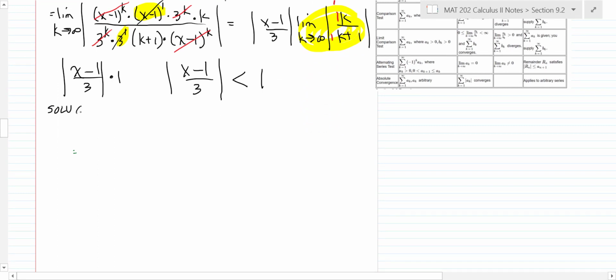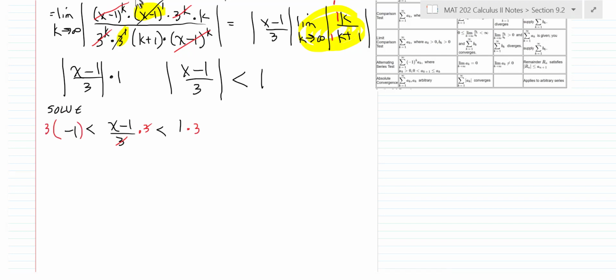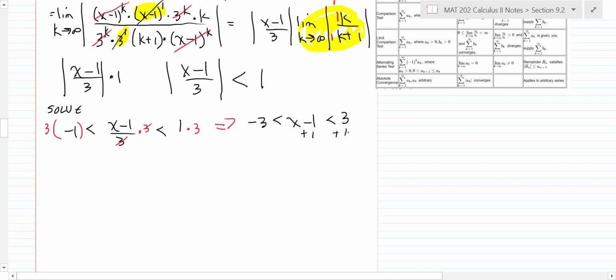Okay, so we solve the inequality. So the way you're going to do this then is you're going to do negative 1 less than x minus 1 over 3 less than 1. Okay, very similar to the last problem. Let's do this real quickly. Just multiply everything by 3. Okay, and when you do that, that's going to give me, it looks like, negative 3 less than x minus 1 less than 3. Then you can add 1 to each part. And if you do that, you're going to get negative 2 less than x less than 4 like that.